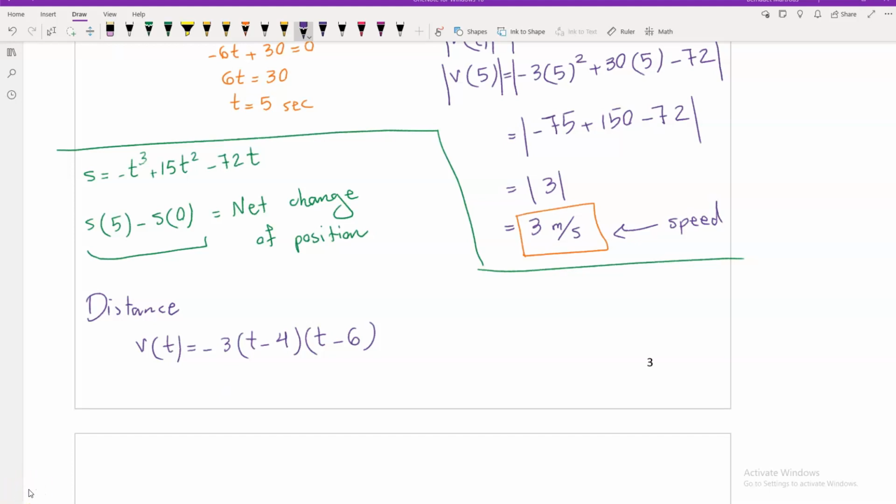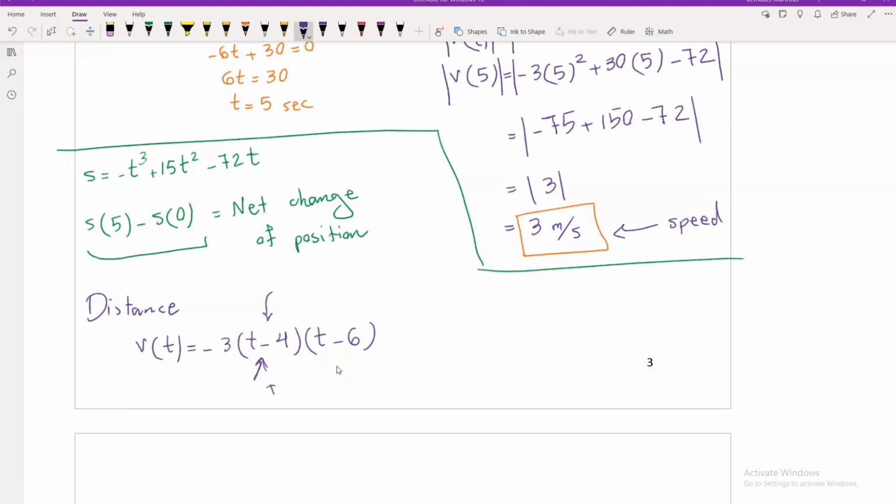So velocity is negative, and as t increases, notice that this factor right here will be positive when t is greater than 4. If t was greater than 4, instead of having a negative number, we will have a positive. So starting from t equals 0, our velocity was negative, but when it gets to 4 and passes 4, this factor right here will turn positive.